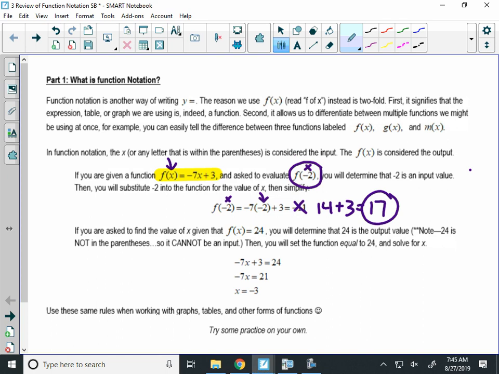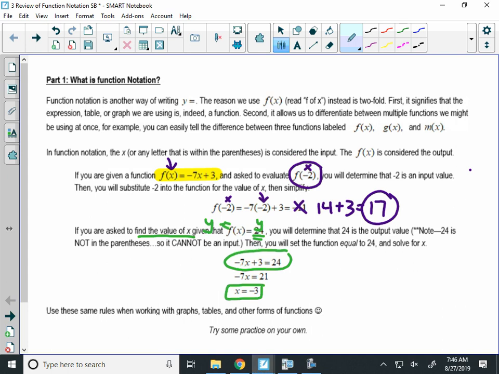Now, if you are asked to find a value the other way, where it says f of x equals 24, well, notice the 24 is not inside the parentheses. It is set equal to the function. Remember, f of x is the same thing as y, so by the transitive property that means y is equal to 24. That 24 is not in the parentheses, so you cannot put it in for x. It's saying find the value of x. So what we'll do is set that y equal to the equation and then solve it for x. So you subtract 3 and get 21, divide by negative 7, your solution is negative 3.